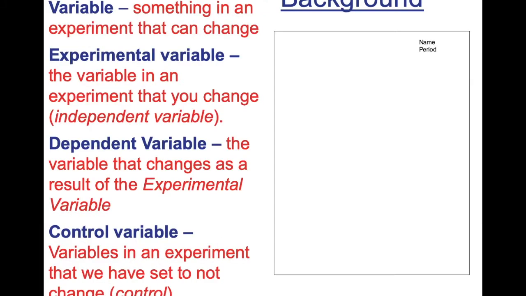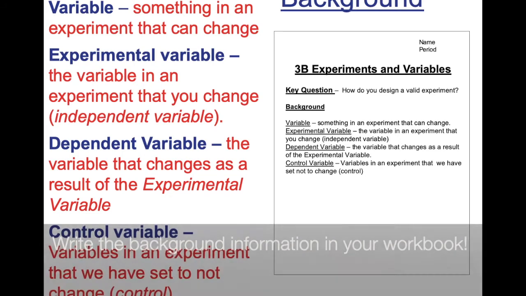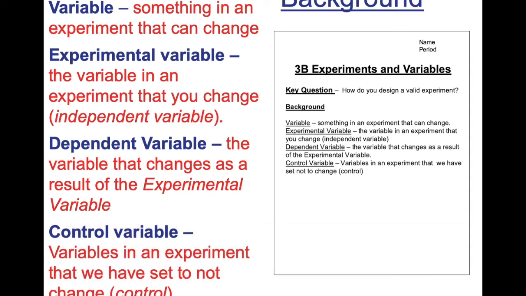The next type of information we want to front load is the background information. These are terms of vocabulary that we've already gone over in this class, but it's really important to repeat and apply them to current phenomena that we are experiencing. So you're going to write these down in your workbook as we are going through them. The first one is a general variable, which, the word vary, just means something in an experiment that you have the ability to change.